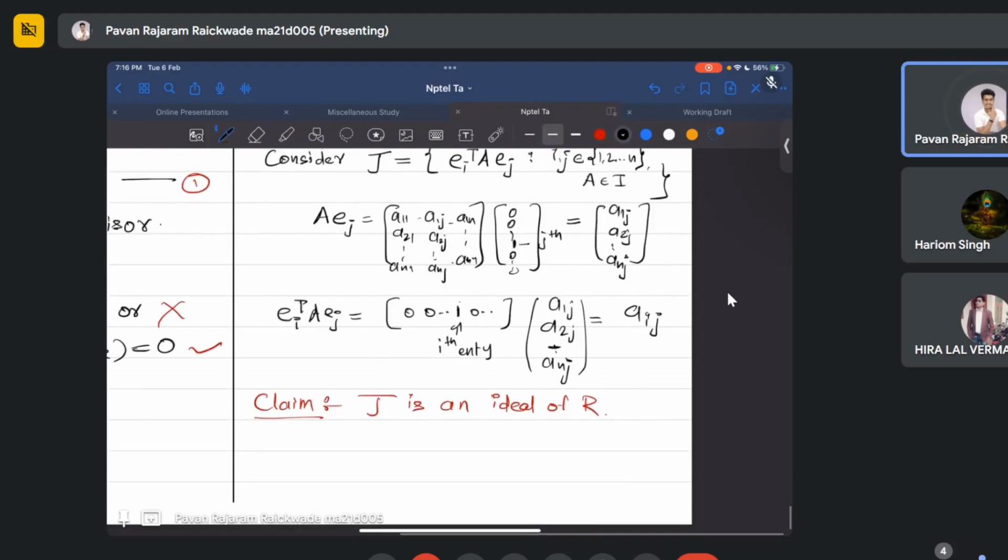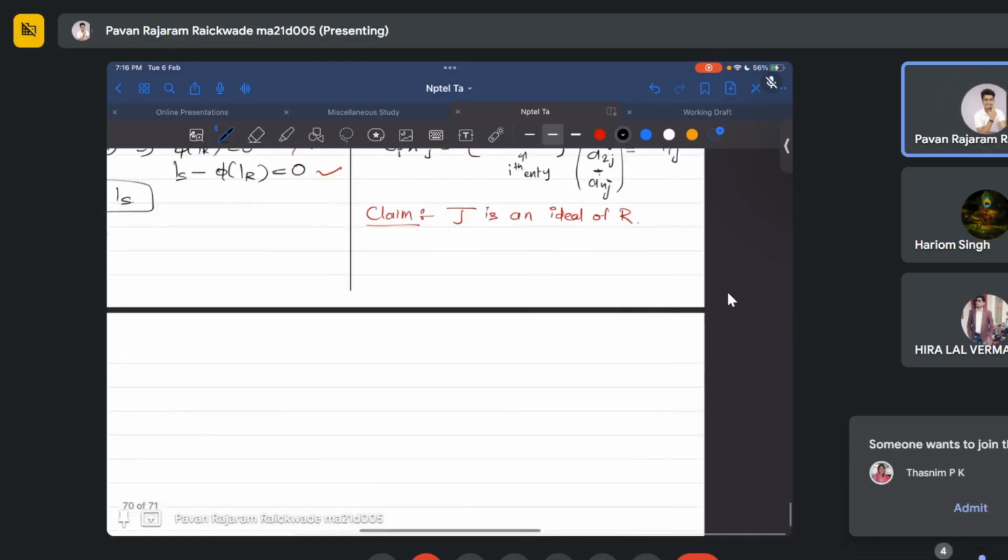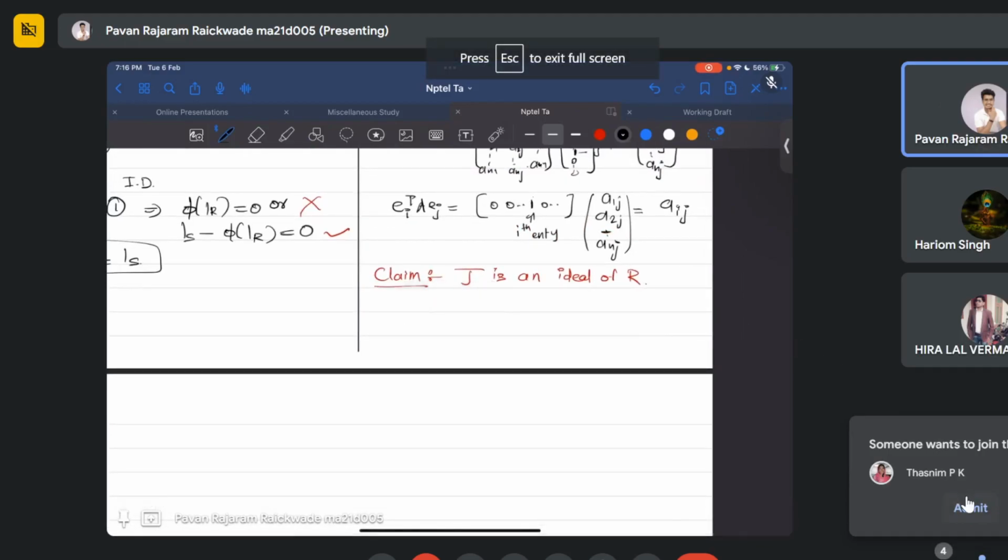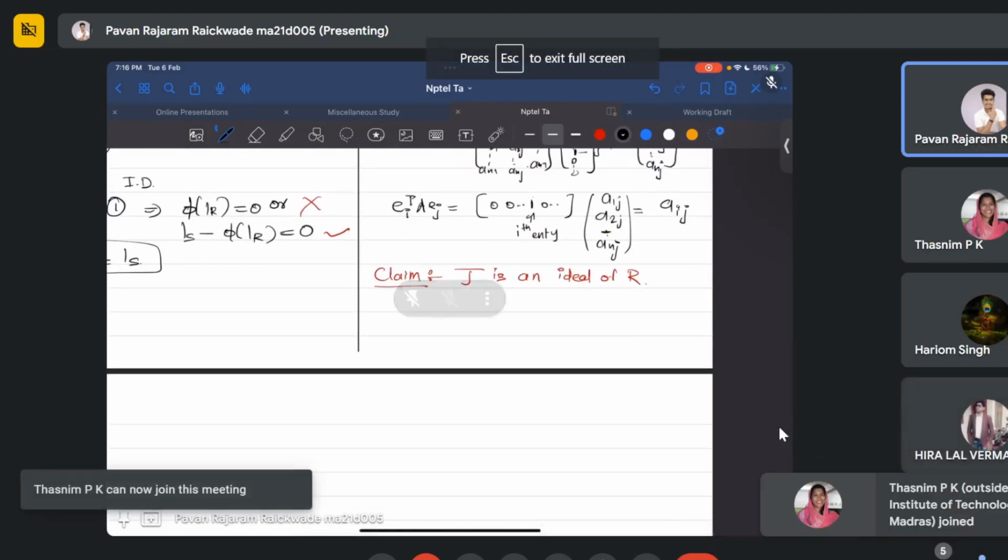So how can I prove this? Whenever you want to prove something about a set, you want to see what the properties of the set are, how the set is defined. So if I want to prove that J is an ideal of R, what do I want to do? Take any element from J, multiply with an element of R, and show that it is again of the same form. How can I do this? So I want to prove that J is an ideal of R.